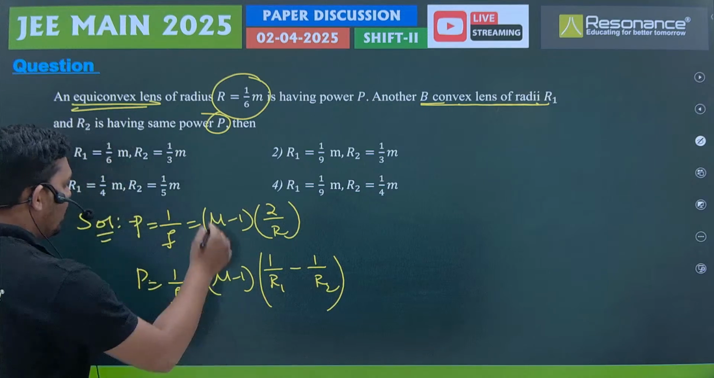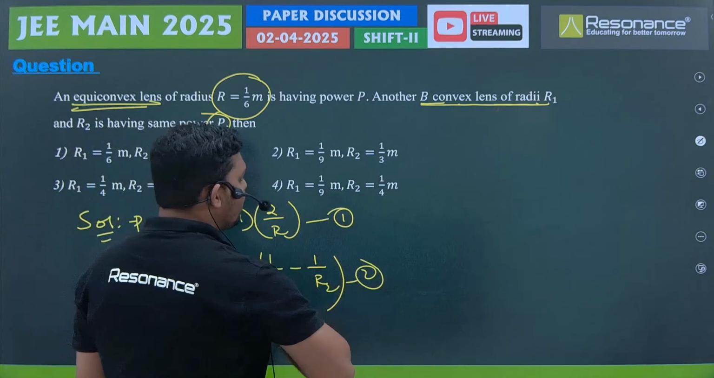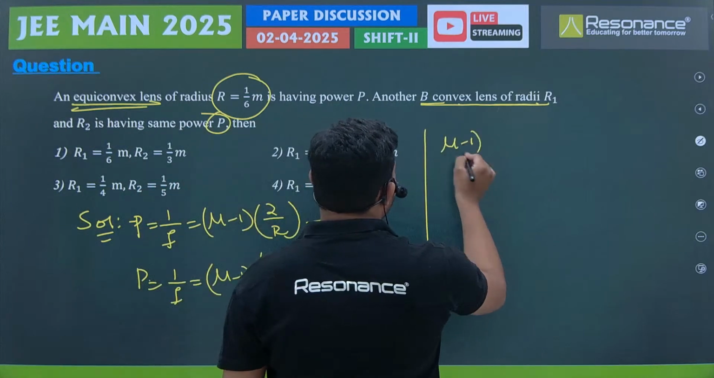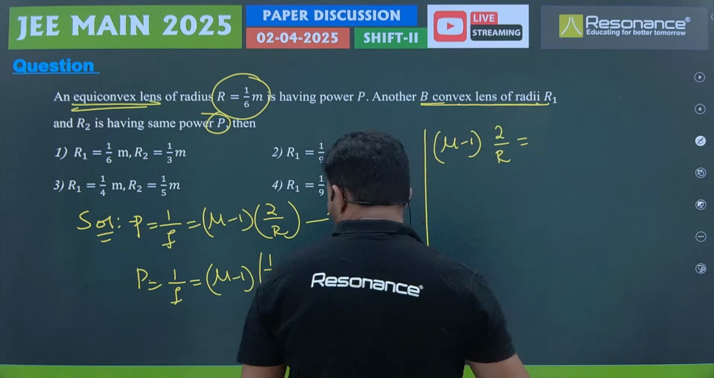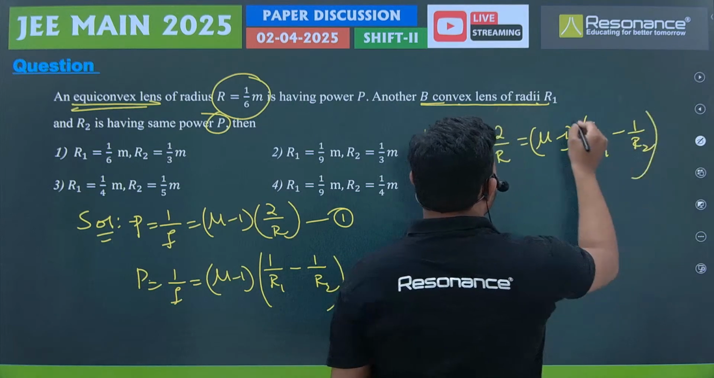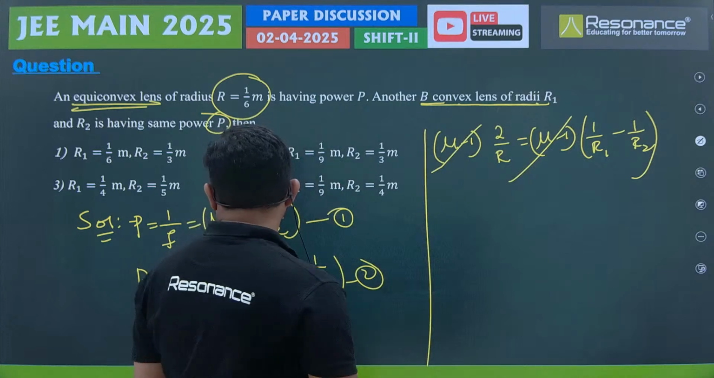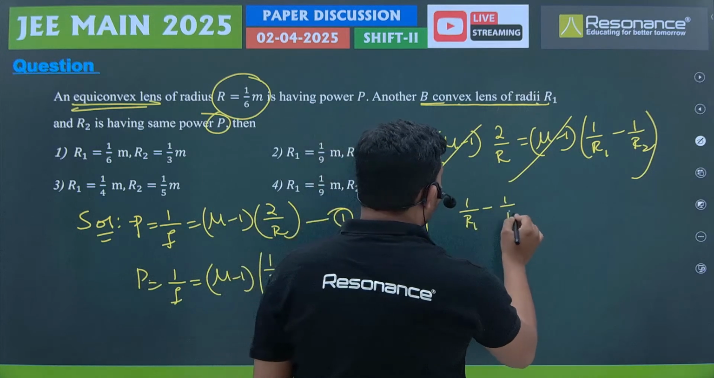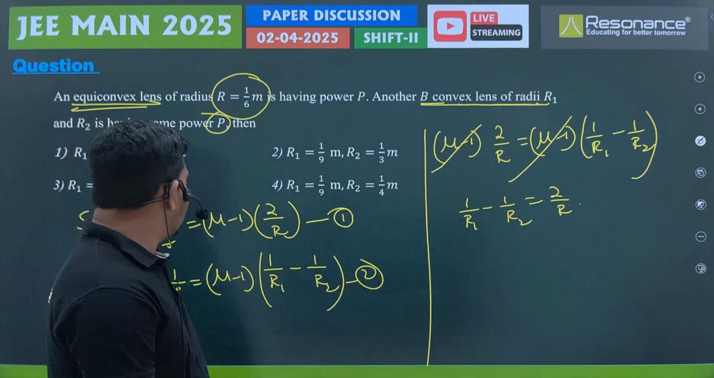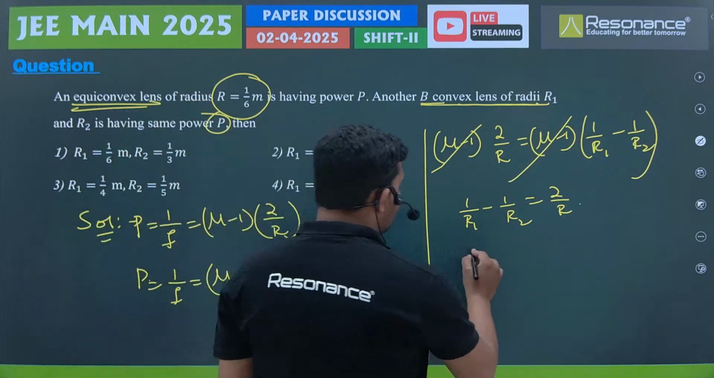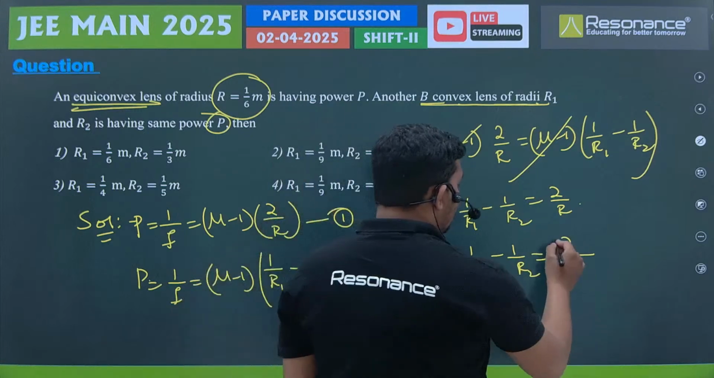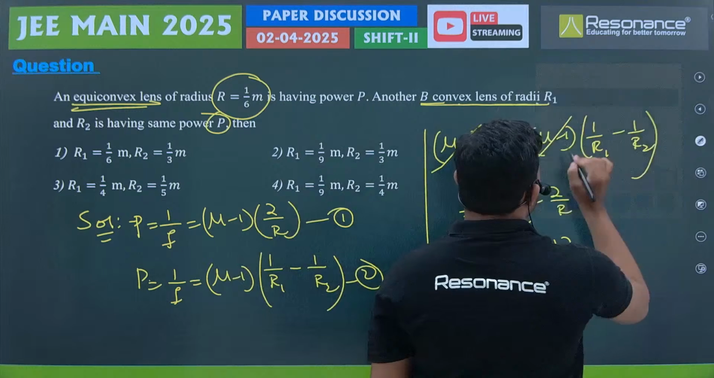Now, as the power is the same, I can equate both of them, equation 1 and equation 2 respectively. So (mu minus 1) into 2 by R equals (mu minus 1) into (1 by R1 minus 1 by R2). Mu minus 1 will cancel, so 1 by R1 minus 1 by R2 equals 2 by R. He already gave the value of R as 1 by 6. So 1 by R1 minus 1 by R2 equals 2 by R, which is 1 by 6, so it's going to be 12 directly.